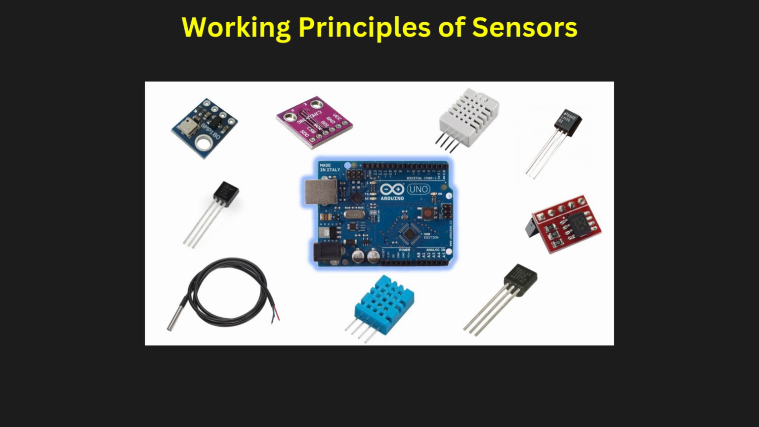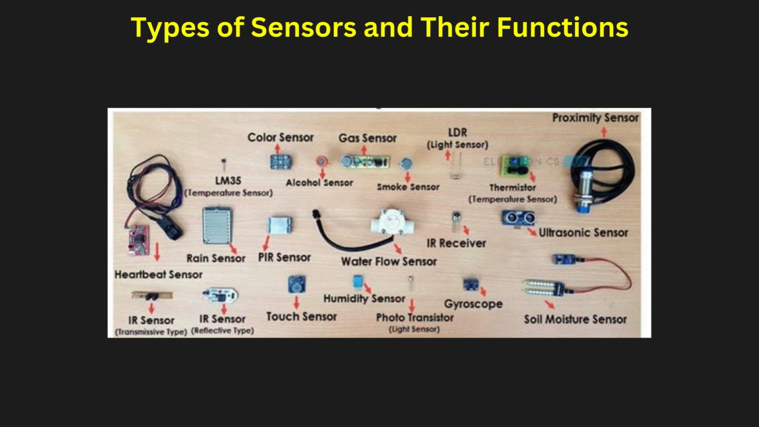The sensors are crucial in the IoT for automation, safety, and efficiency. Without sensors, IoT devices cannot gather the data or interact with their surroundings. The right sensor selection ensures accurate data collection for smart applications. So now we will learn about the types of sensors and their functions.